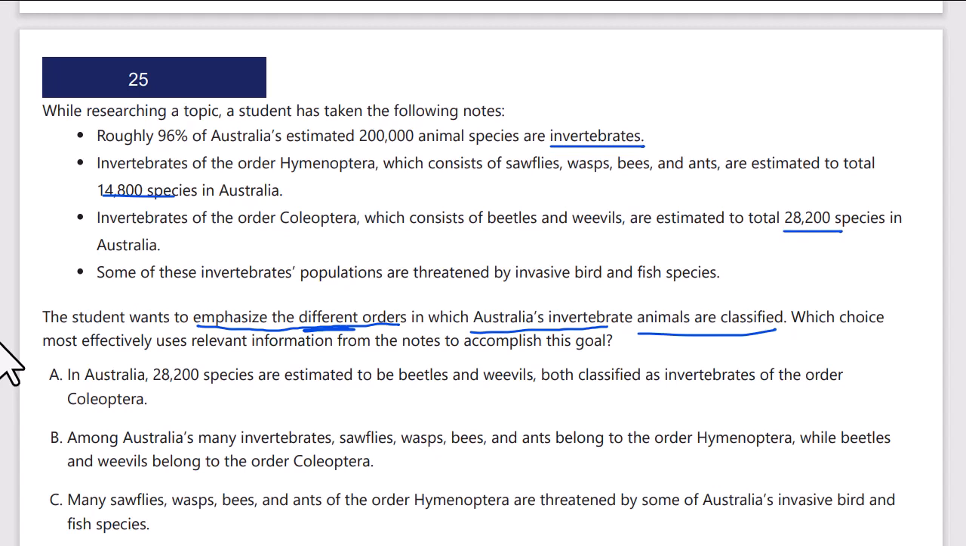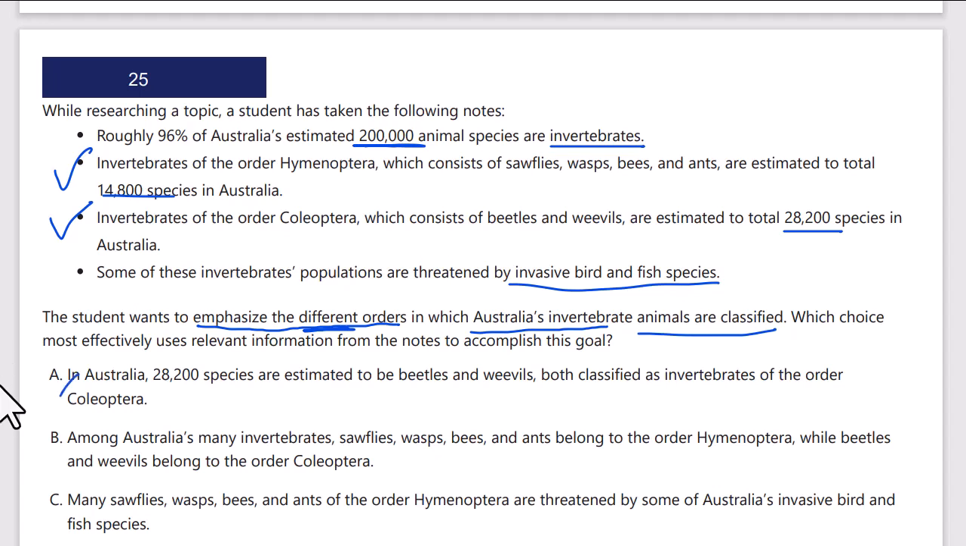Some of these invertebrate populations are threatened by invasive bird and fish species. Okay, so we want to emphasize the different orders in which they're classified. So these are the different orders, okay? They're only a small portion of the whole amount, though. Okay, so in Australia, 20,000 are estimated to be beetles and weevils, both classified as invertebrates of the order.